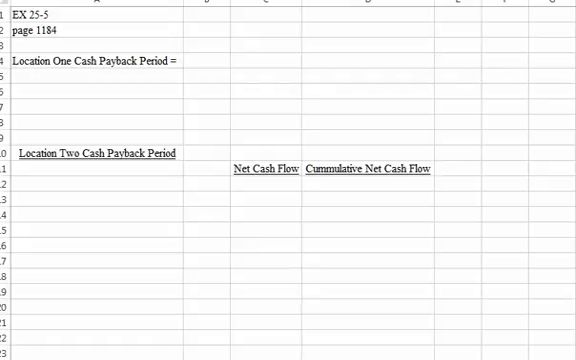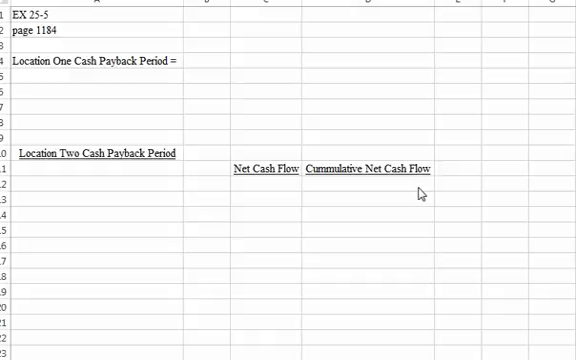Okay, continuing in the chapter on capital investment analysis, we're going to look at another method of evaluating competing proposals for investment. Average rate of return and the cash payback period method, neither of those take into account time value of money. The third one we're going to look at will.